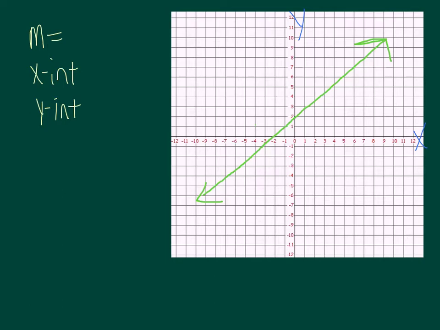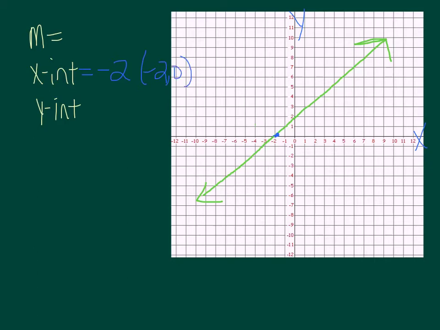So let me show you. We have the x-axis here. I want to know where this line crosses the x-axis, and it crosses right there at -2. So my x-intercept is -2. The point is -2, 0.